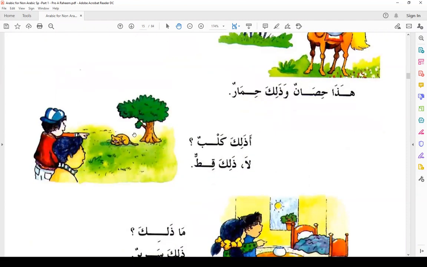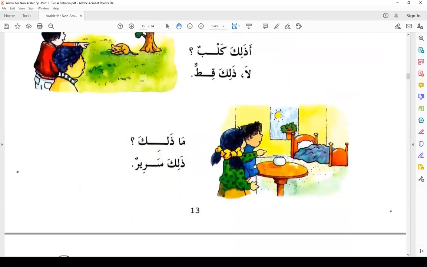Here we also have a demonstration. The boys are pointing at the cat and they are pointing at the tree. But both of these are actually far away, right? So the question is, Adhalika kalbun? Is that a dog? The response was, La dhalika qittun. No, that is a cat. Continuing again.